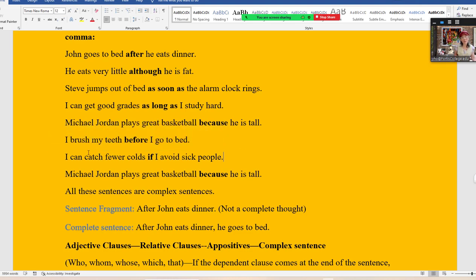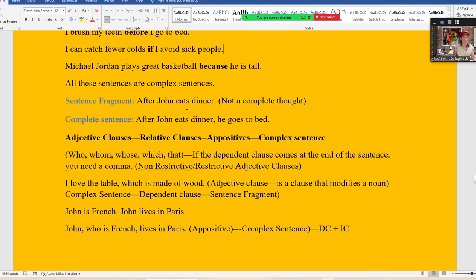So that means that when you have a complex sentence, you have the simple sentence, complete sentence, plus the dependent clause. Both of them together in one sentence equals a complex sentence. Then it's complete. And so here I have another example of not a complete thought: After John eats dinner. And then, after John eats dinner, he goes to bed. So that is a complete complex sentence. Now we have our exceptions.